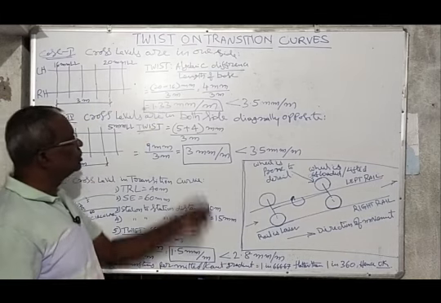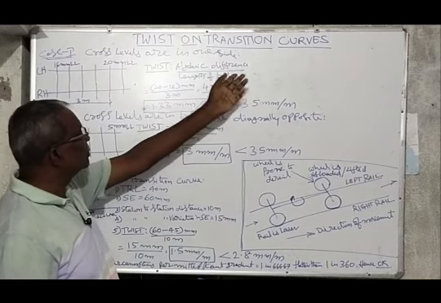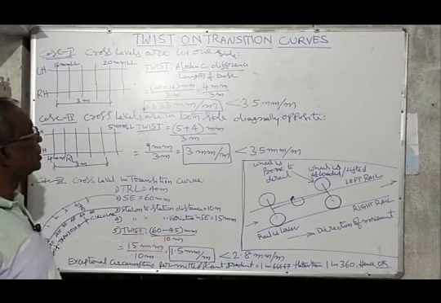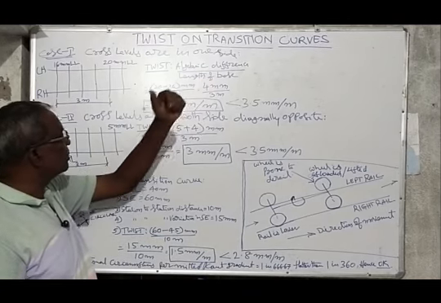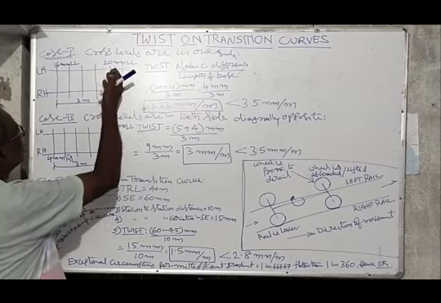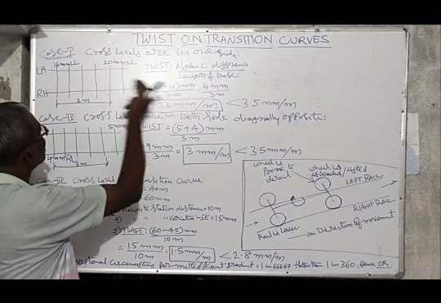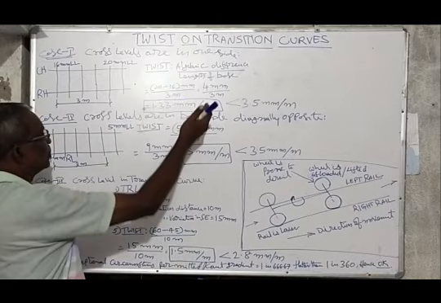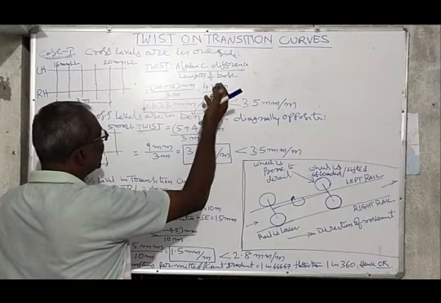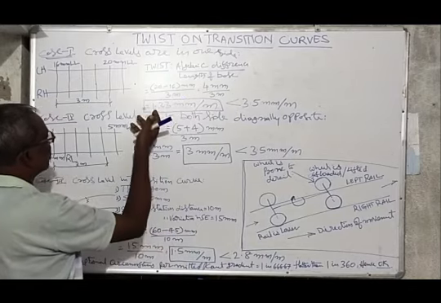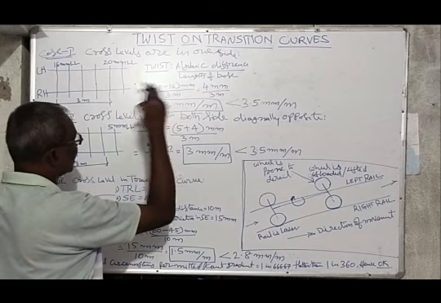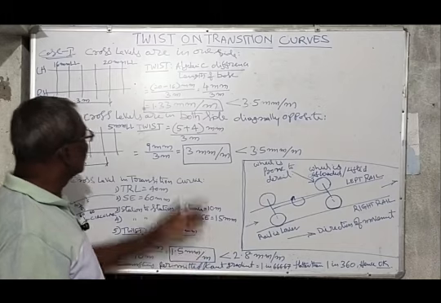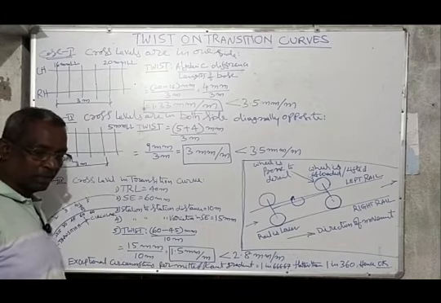Twist is equal to the algebraic difference of cross levels divided by the length of the base. Algebraic difference of cross levels, so that is 20 mm minus 16 mm by base 3 meter. That is equal to 4 by 3, after simplification 1.33 mm per meter, which is less than 3.5 mm per meter. So this is a permitted value.